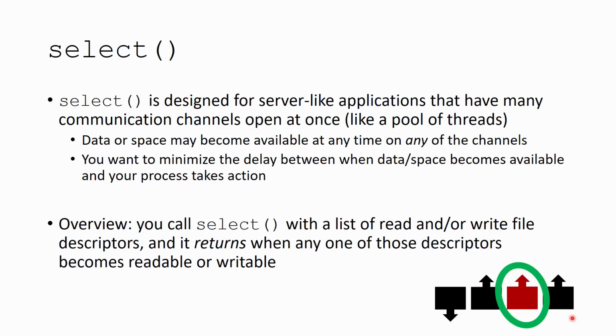All right, let's look at select here as our final topic. So select is going to be used for server-like applications that have many communication channels open at once. For example, imagine we are trying to minimize the delay between when data or space becomes available and when we do something, and that data or space could become available at any time on any of the channels that we are looking at. From the high-level perspective, we're going to call select with a list of read and/or write file descriptors, and select will return when any one of those descriptors becomes readable or writable, which means it is a blocking system call.